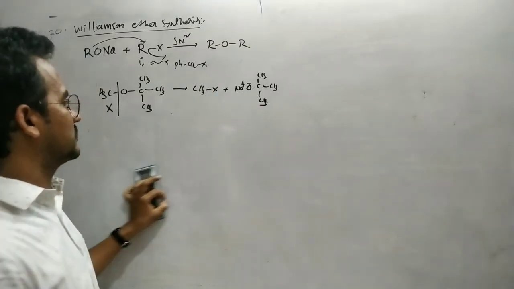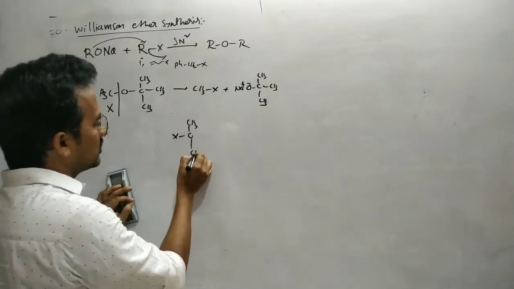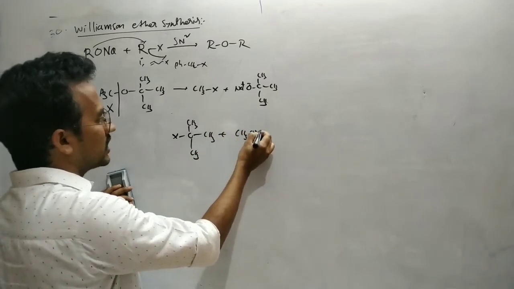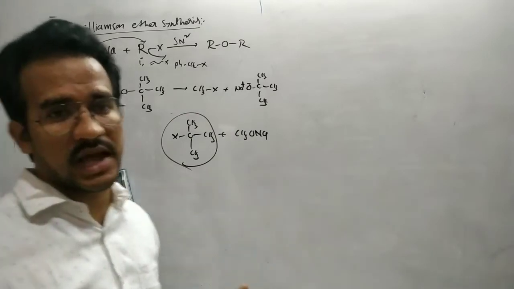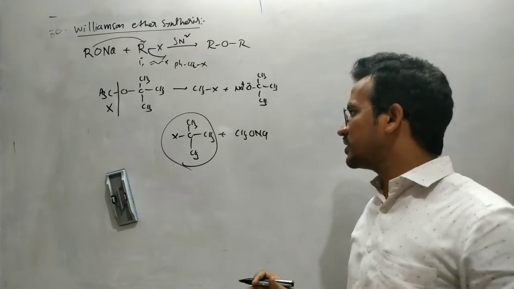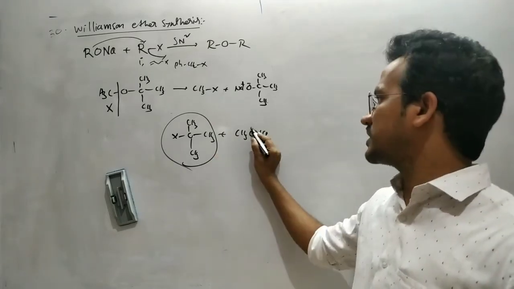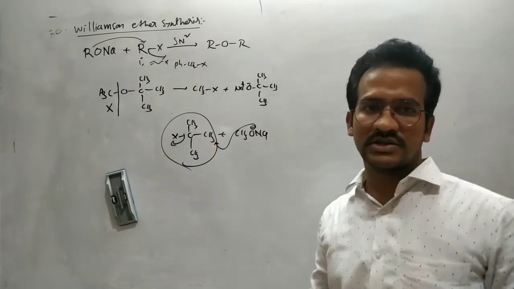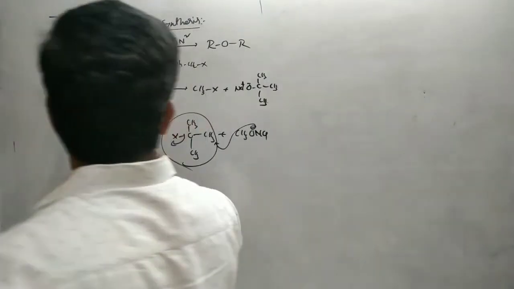If you take the reverse, that is tertiary butyl halide with CH3ONa, then tertiary alkyl halides are very less reactive in nucleophilic substitution reactions. So in this case, elimination takes place. CH3O minus acts as the base and Cl minus leaves. As a result, we get isobutene.